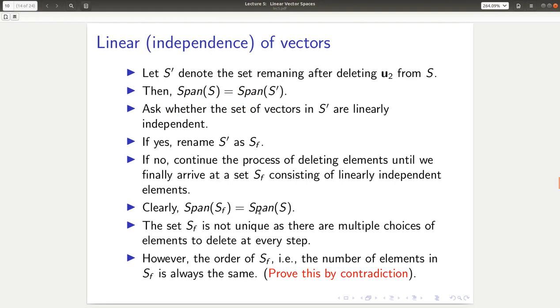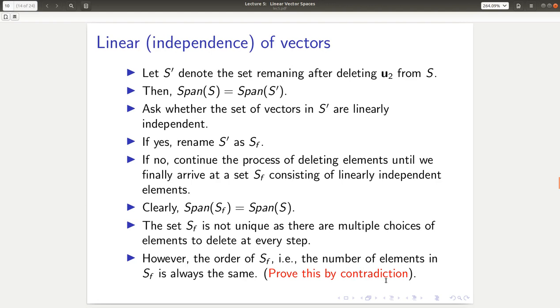And SF could be much smaller than S, because at every step of this process the number of elements is reduced by 1. So if S has k elements, SF will have some number of elements which might be less than or equal to k. But there is nothing unique about the set SF, because even coming back to here, suppose A1 was non-zero, I could have eliminated U1 instead of U2 and got a different S prime. And so SF may not be unique. There are multiple choices that we can make. But one thing which remains the same is that the order of SF, that means the number of elements in SF, is always the same.